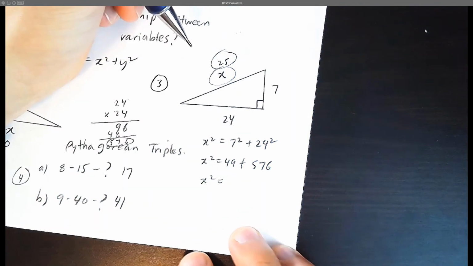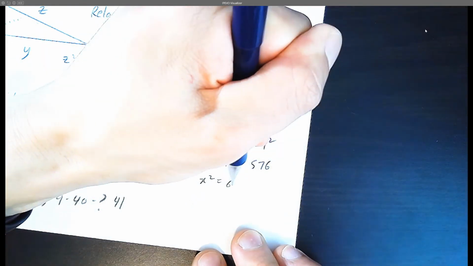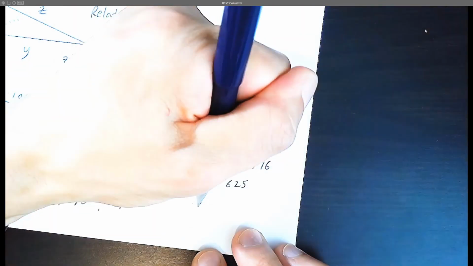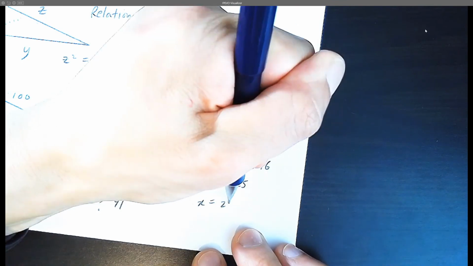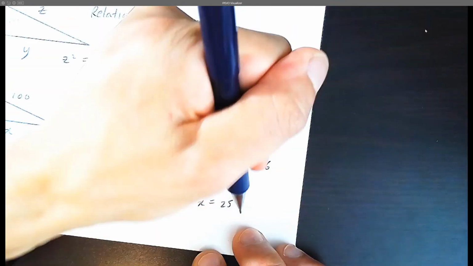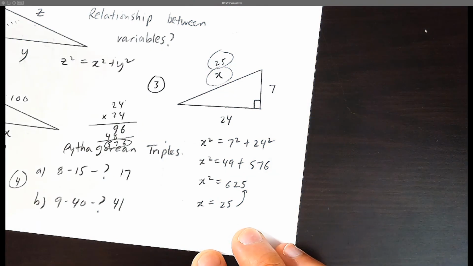Okay, so take your time, but if you work it out, adding, you're going to get the answer 625. You square root both sides, it's going to be 25. 25 times 25 is equal to 625. You might have to do a guess and check if you don't have a calculator.